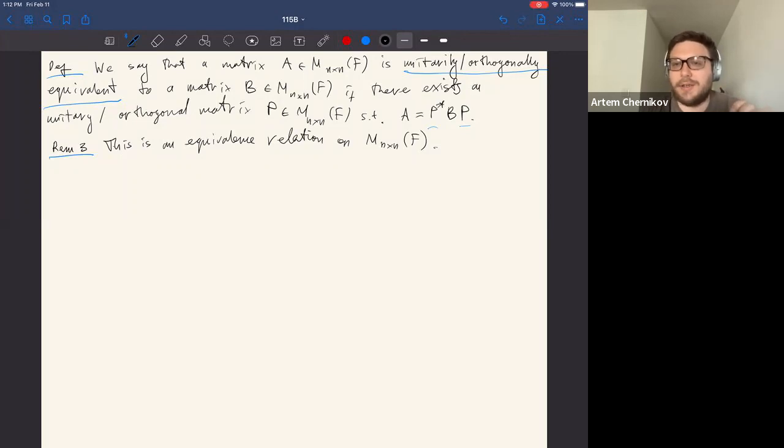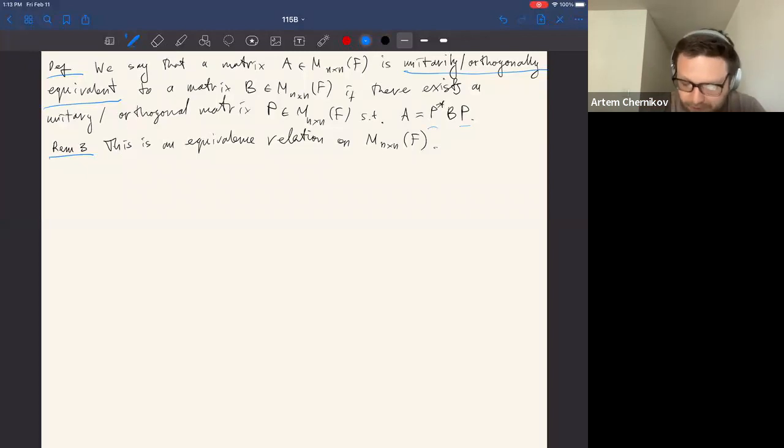Second, if matrix A is equivalent to matrix B, and the matrix B is equivalent to some other matrix C, then A is equivalent to C. This is called transitivity. And we also have symmetry: if A is equivalent to B, then B is equivalent to A. Okay, so relations with these 3 properties are called equivalence relations. They play a very important role in many areas of mathematics.